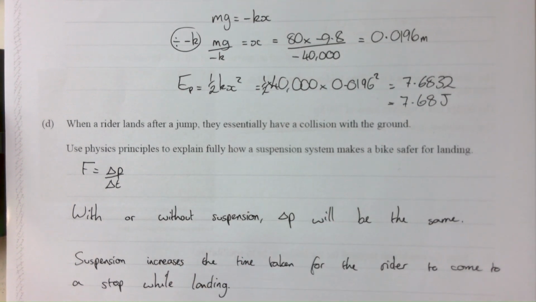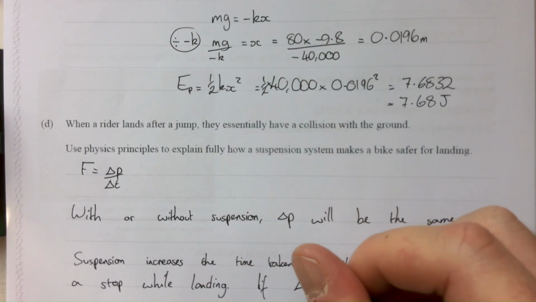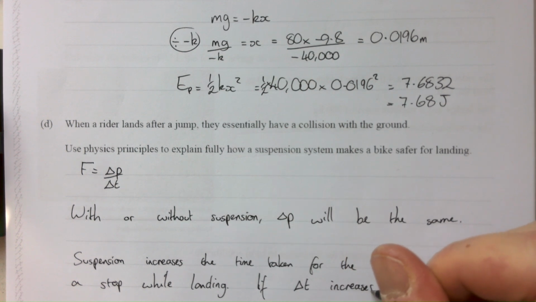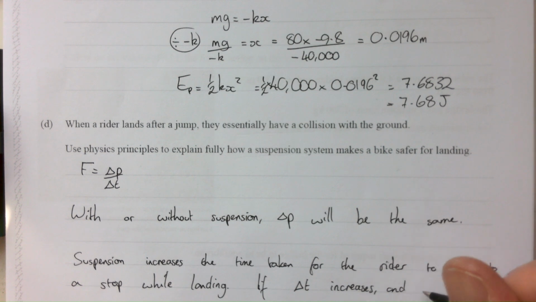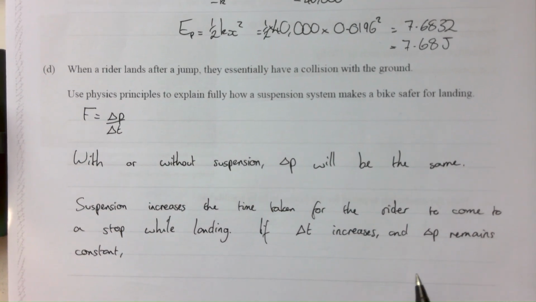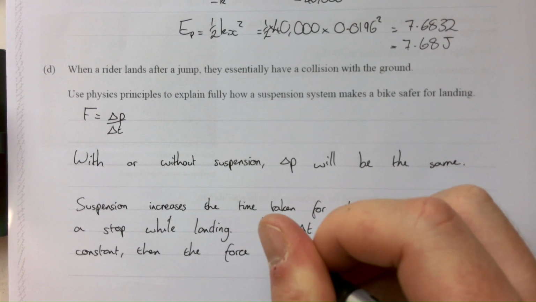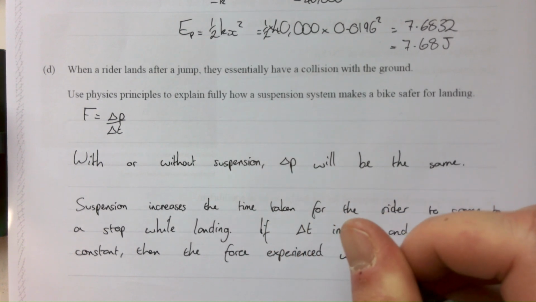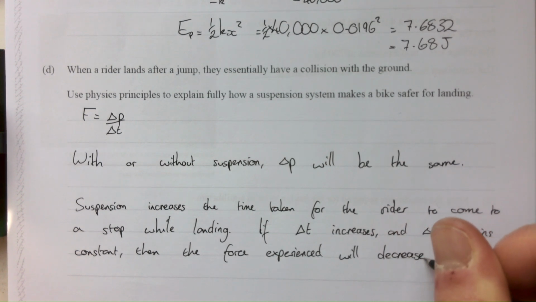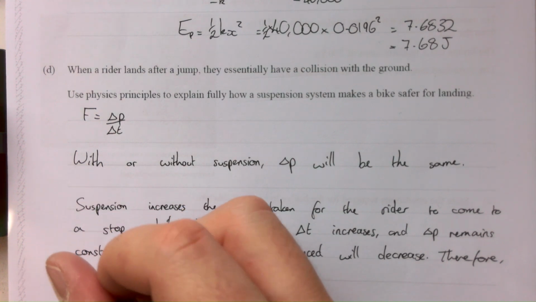And the reason I've written down that equation straight away is if delta time increases and delta P remains constant, then the force experienced will decrease. Therefore, the landing will be safer.